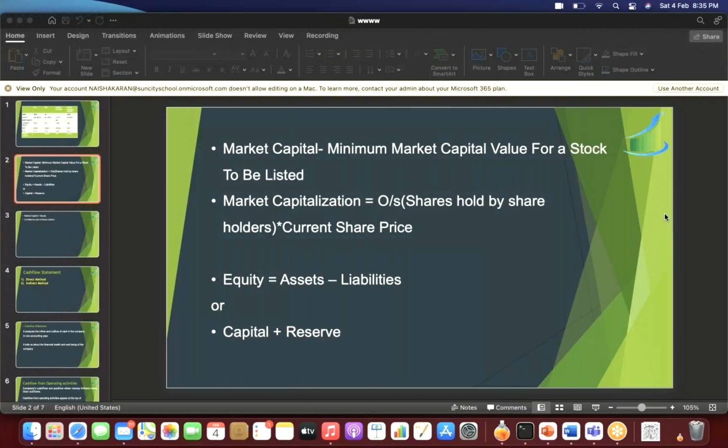Out of those authorized shares, the company keeps on issuing these shares to the public. The amount of shares issued by a company to the public, maybe to the vendors, maybe to some other people, debenture holders, anywhere where the company has issued shares, those number of shares are known as outstanding shares. And those outstanding shares into current share price is known as market capitalization. Current share price, that is the share price prevalent in the market.